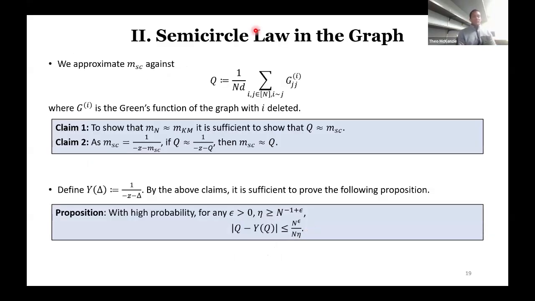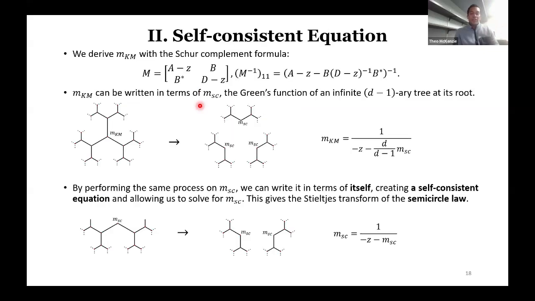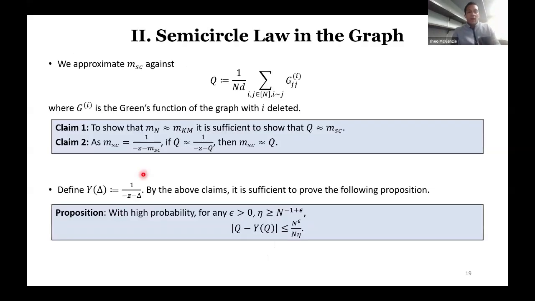Okay, so big picture, what does this mean? What this means is that if I want to approximate the Kesten-McKay law, which has to do with this infinite tree, it's actually easier to first pass to this infinite tree with a vertex removed and then look at a root. And so we're going to take a graph approximation of that object. Specifically, we got the semicircle law by deleting a vertex and looking at its neighbor. So I'll just take the average of that over the entire graph. So I'll define Q to be the average over directed edges of deleting a vertex and then looking at the Green's function of the neighbor.